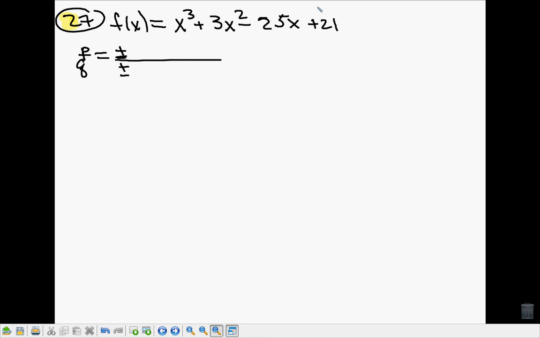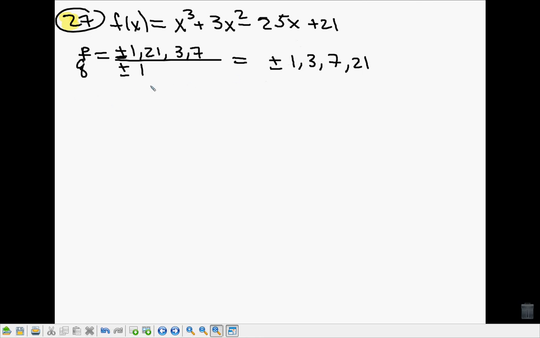So what are the factors of 21? 1 and 21. What else? And 3 and 7. That's it. Okay? Factors of 1 is just 1. So pull them apart. Make sure you have the plus or minus. 1, 3, 7, and 21. So what we have to do is we have to start going through these numbers until one of them works. One of them works when we have a remainder of 0.